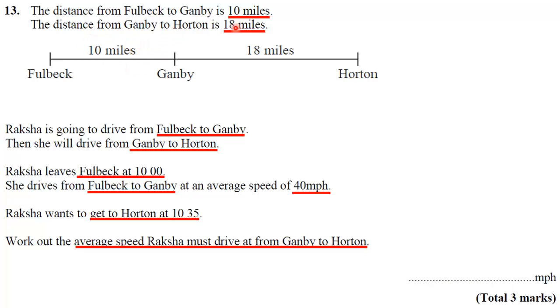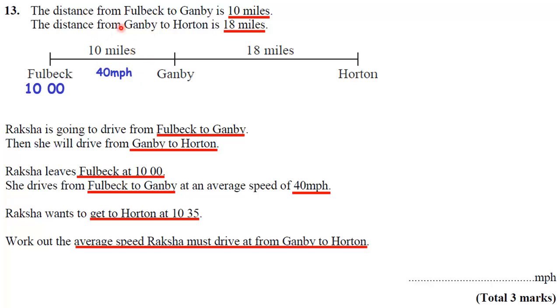The distance from Ganby to Horton is 18 miles, so that's over here, right? Ruxa is going to drive from Fulbeck to Ganby, and then Ganby to Horton, and then she leaves Fulbeck at 10 o'clock. So I'm going to write that over here. That's the time that she leaves. She drives from Fulbeck to Ganby at an average speed of 40 miles per hour. So this bit here, Fulbeck to Ganby, she's going to drive at 40 miles per hour.